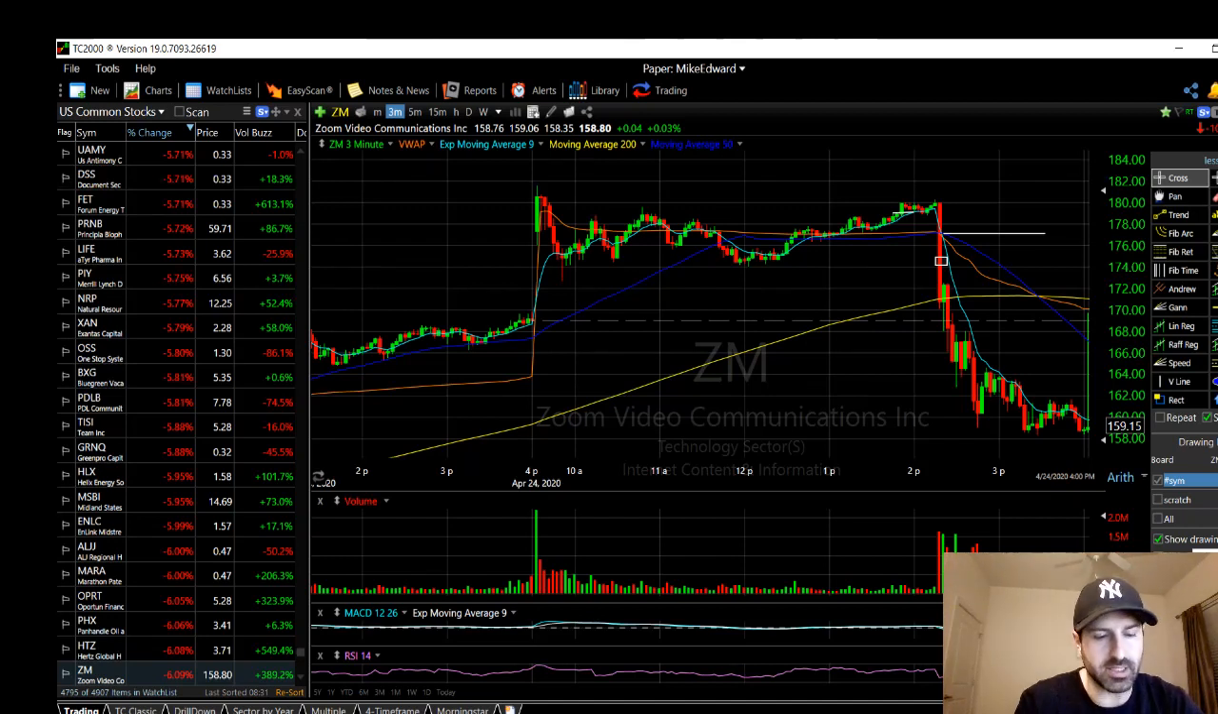Moving on, let's talk about debit spreads. Debit spreads involve you buying an option and selling an option at the same time. There are two different types of debit spreads: a debit call spread and a debit put spread. Debit call spreads are also called bull call spreads. Debit put spreads are also called bear put spreads.